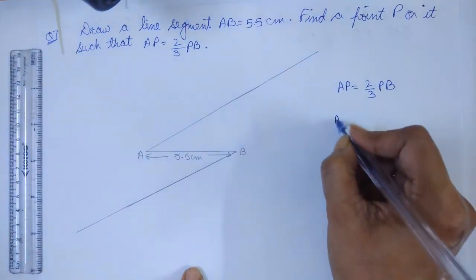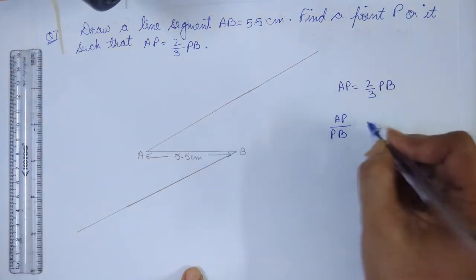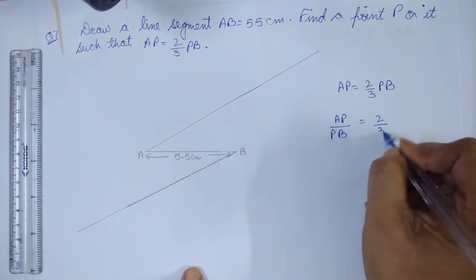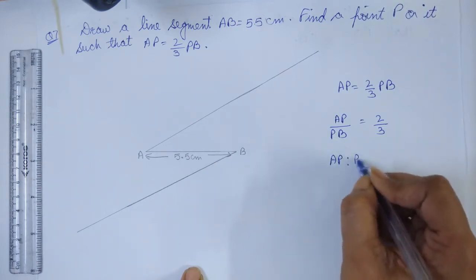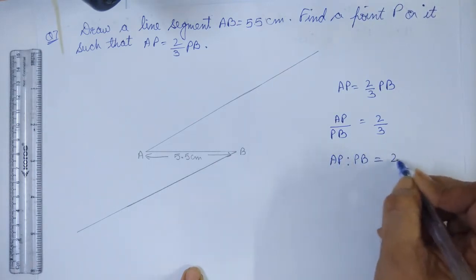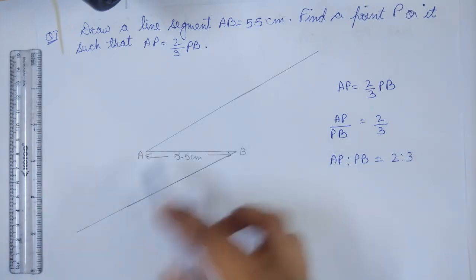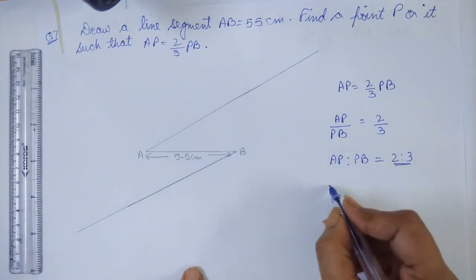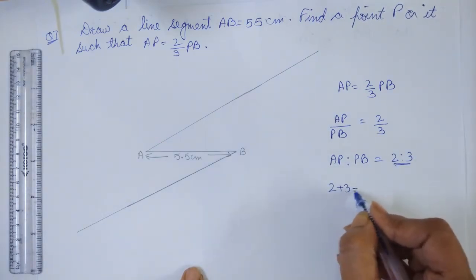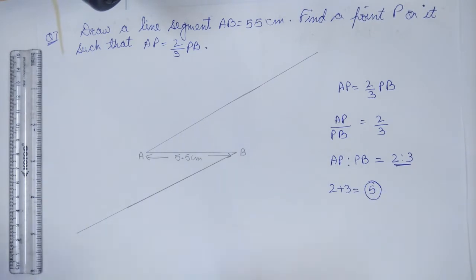This we can write like this also, AP upon PB, shift it over here, equal 2/3. Or we can say that AP ratio PB equal 2/3. So can you tell me how many divisions we have to make according to this? It will be 2 plus 3 equals 5. So we will make 5 divisions here.